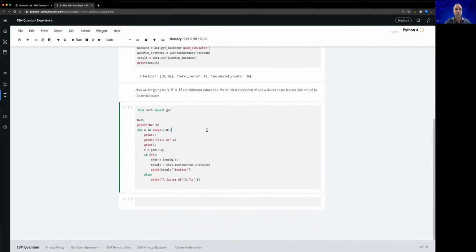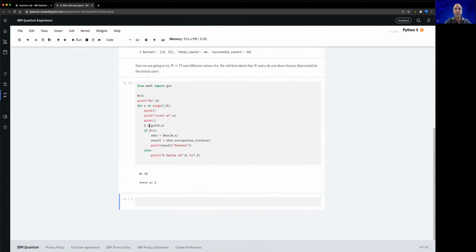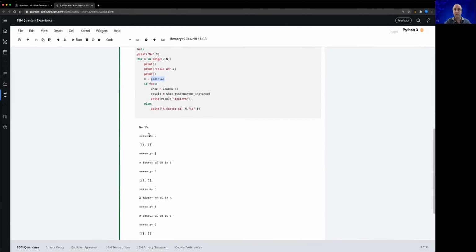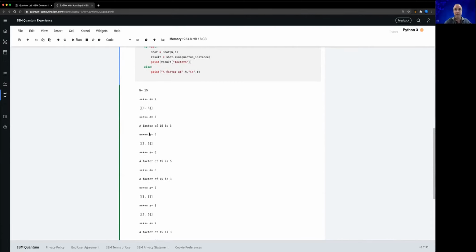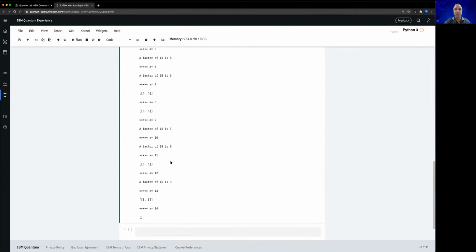Now what I'm going to do is to do this for different values of A. And the first thing that I do is to check whether N and A already have some common factors. And if they don't have common factors, I'm going to run Shor's algorithm. So here, for instance, this is the same case that we had already run. Here, 3 is a factor of 15, so I don't need to run Shor's algorithm. Here, for the value of A equal to 4, I obtain again the factors, and several other different cases. You can check each of them.